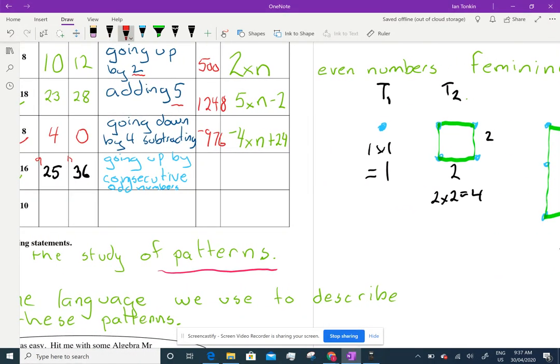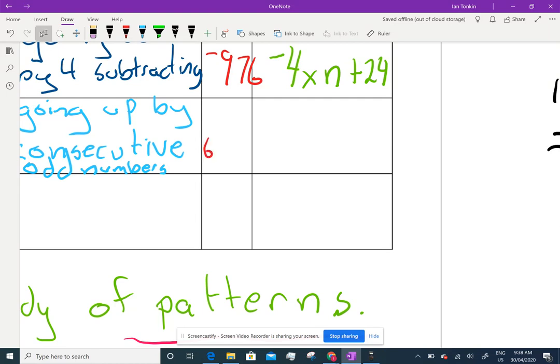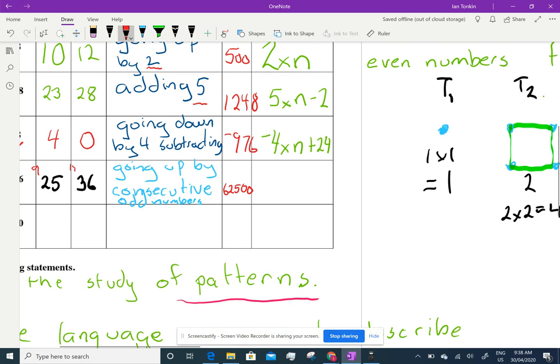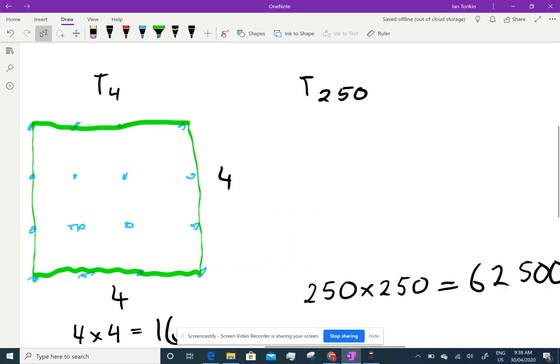62,500. And that is why algebra is so powerful. Because to do that number 250 times would have taken a long time. But the power of algebra, seeing the pattern and being able to jump in there.